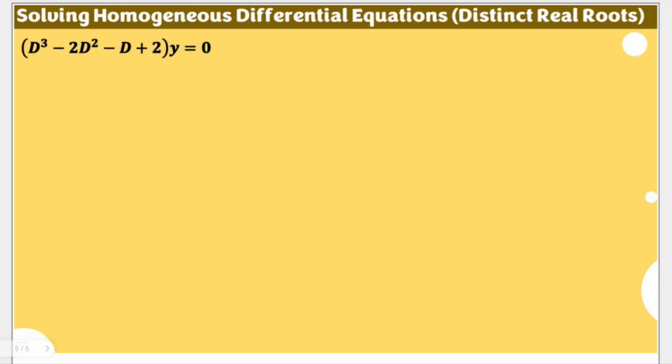Let's solve this given homogeneous differential equation. We are lucky to see here an equation already involving the differential operator D. And with this in mind, our dependent variable is of course given to us as y. Please take note of that because that will be part of our solution later.